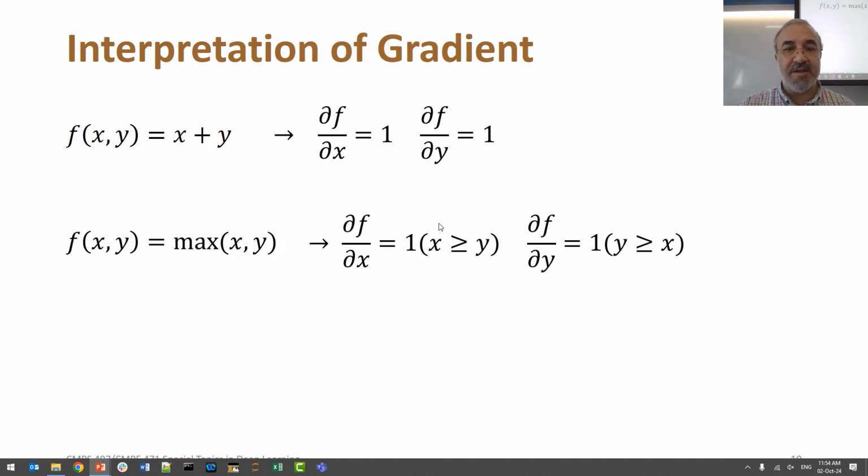So that means that df by dx is the indicator function 1. Function 1 here means it will be 1 if that condition is true and 0 otherwise. So if x is greater than y, it will be 1. If not, it will be 0. Same with respect to y. If y is greater than x, then the derivative with respect to y is 1. Otherwise, it is 0. So far, nothing new, right? This is just pure calculus.